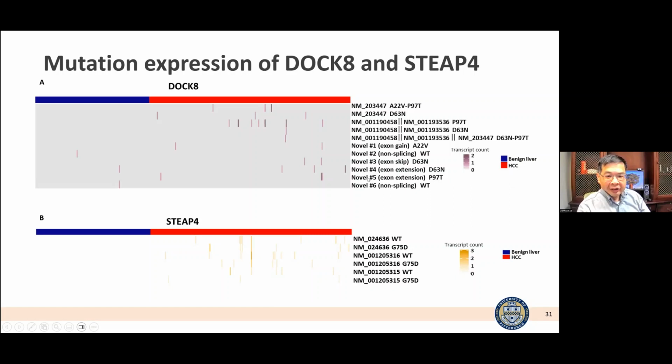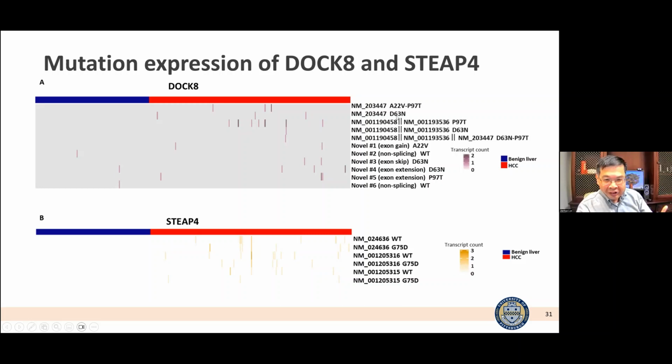And we actually found mutations. Interestingly, all those expressed transcripts have the mutation. There are no known isoforms with wild type expression. As a result, you can see that these all have mutations, such as A22V, P97T, and D63.